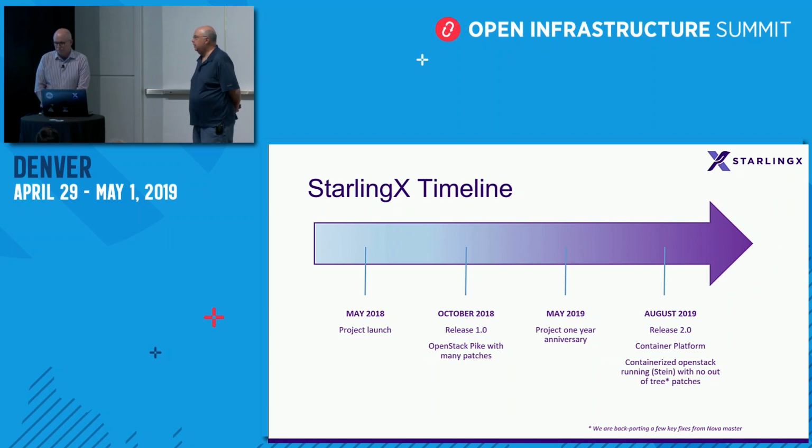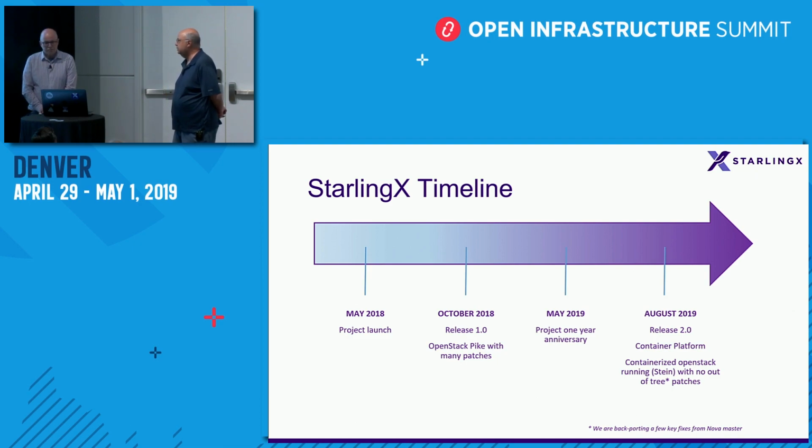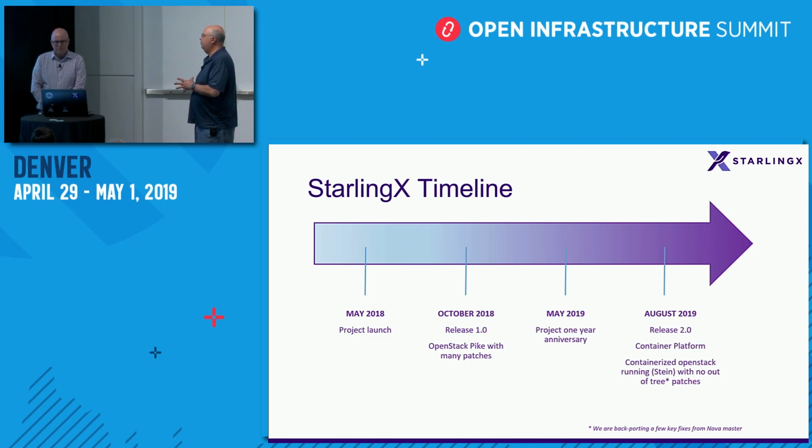So, a little bit about the timeline of the project. We started this project last May, the first release of the initial code. We worked over the summer for our first release, 1.0. This was OpenStack Pike with somewhere in the neighborhood of 500 patches against it. This is our 1-year anniversary. I did not bring cake. It's not really allowed, unfortunately, but we'd certainly like to celebrate it. We made it. And we've done a lot of work to get ready for our next release that's in August.